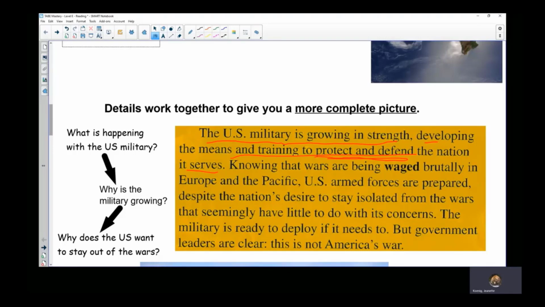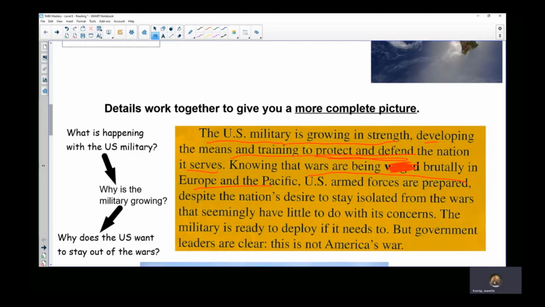Well, here's the thing. Wars are being waged brutally in Europe and the Pacific. I mean, I don't understand that. Because, okay, so like I work at Taco Bell, and I get wages, so I know what wages are, but it doesn't make sense. Wars are what? Wars are getting paid? What is that? You bring up a really good point. So you see a word and it just does not make sense at all. Red flag there. Let's get rid of this word. I don't like this word at all.